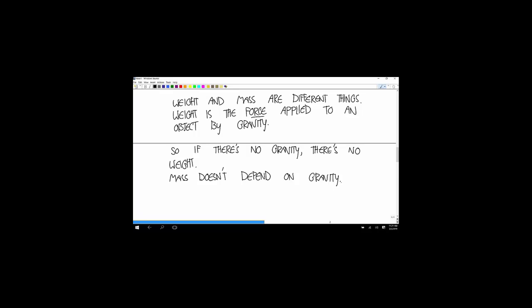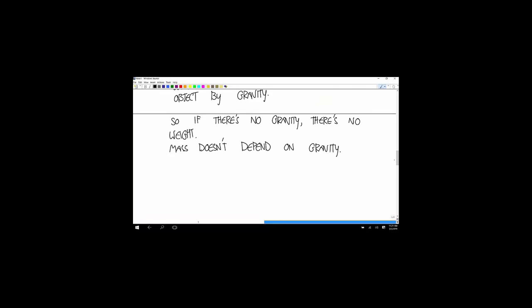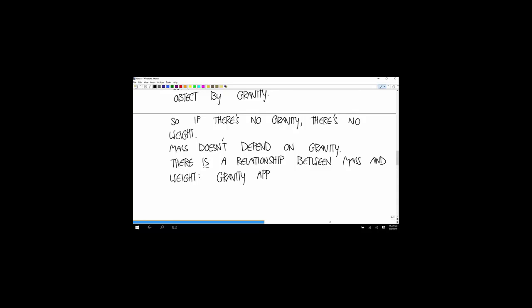So, what's the relationship between these two? There is a relationship between mass and weight. And that is that gravity applies a force to an object that's proportional to the object's mass.